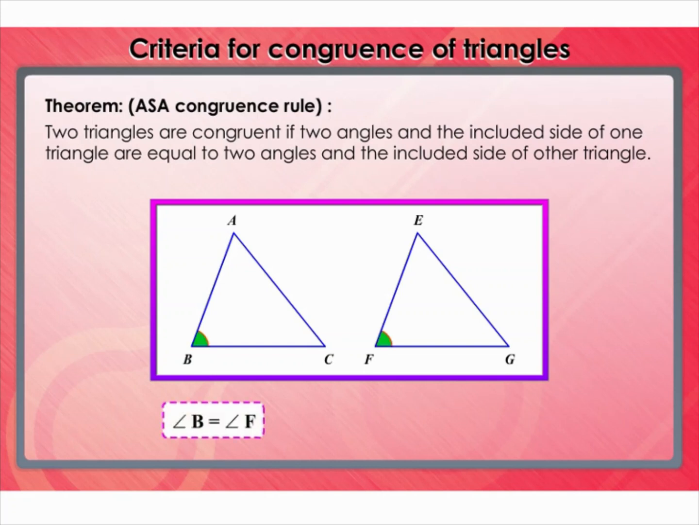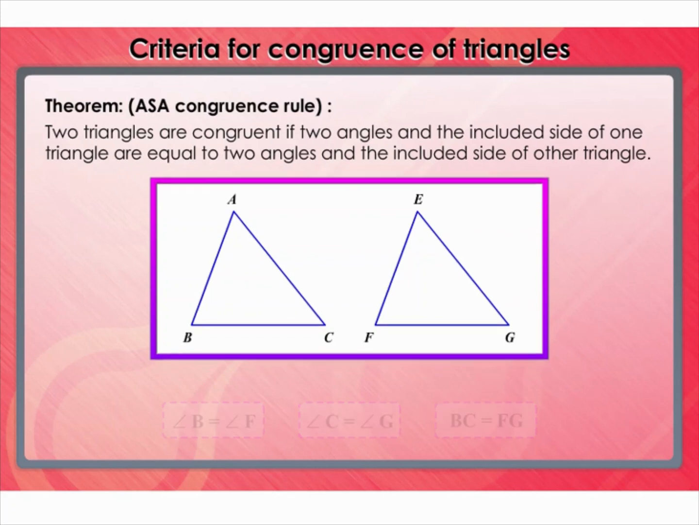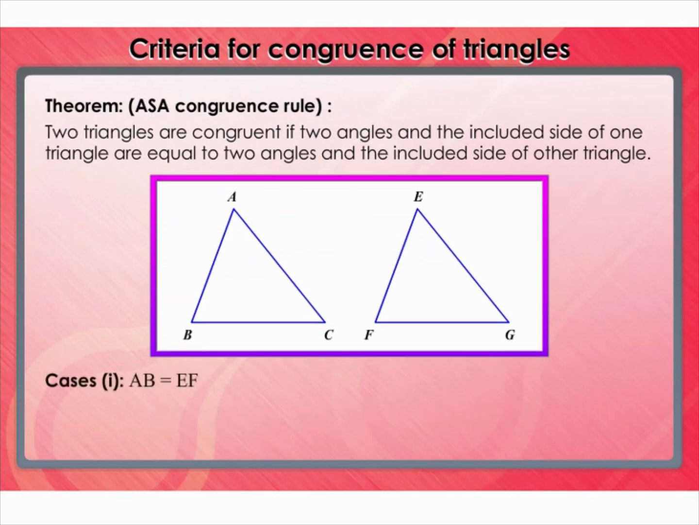Angle B is equal to angle F. Angle C is equal to angle G. And BC is equal to FG. To prove these triangles are congruent, we use the SAS Congruence Rule. For proving the congruence of the two triangles, the following three cases arise. Let's prove the first case.